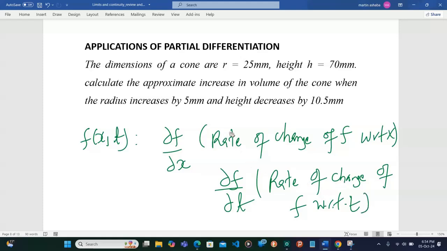So here, what they have brought before us, they want us to apply partial differentiation and understand that this rate of change, if it is increasing, is positive. The rate of change is positive if it is increasing. But if it is decreasing, then it will be negative. That's something that we must understand.